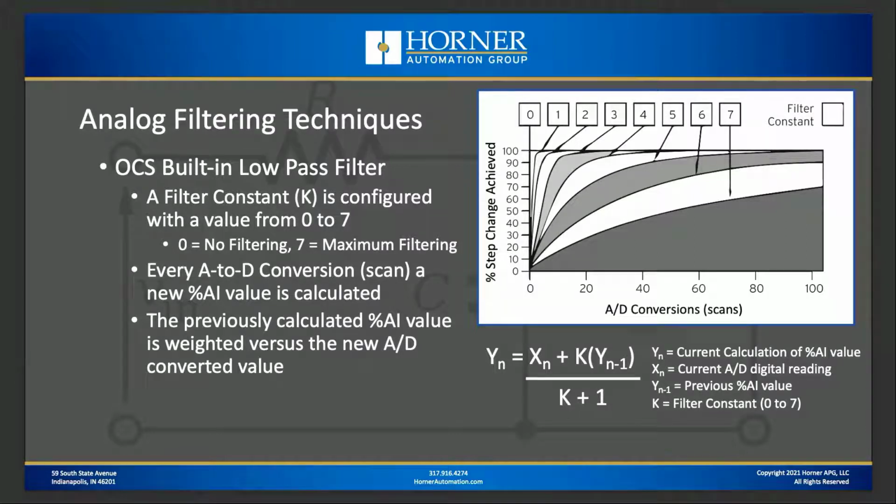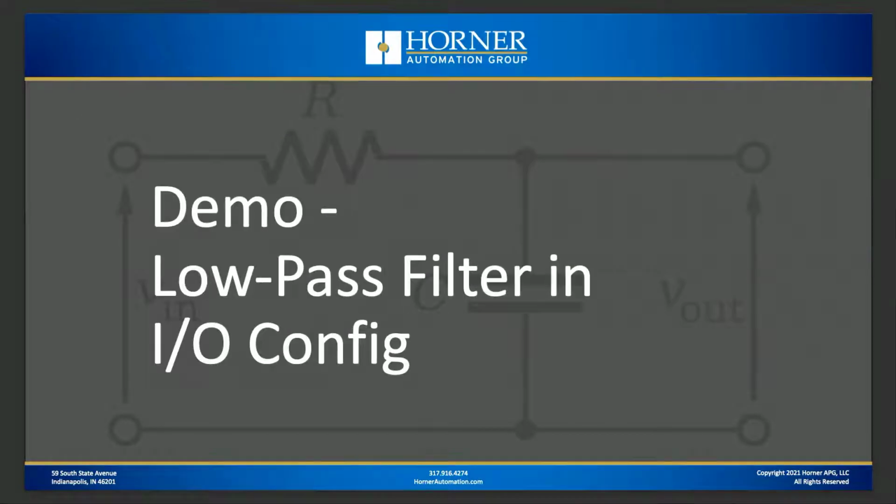So as you can see, the lower your filtering value, the faster your AI register is going to get up to a higher value, but with the potential of noise. The higher the filter constant level, the more stable it is, but also the slower responding. So this is the easiest way by far to take advantage of filtering within the OCS, and that is just to enable the filtering that's made available in the hardware configuration. Okay, so let's go ahead and show how that works now.